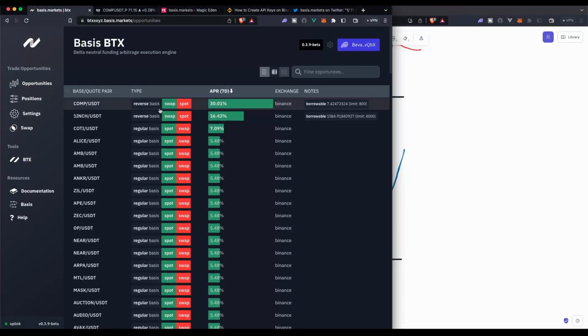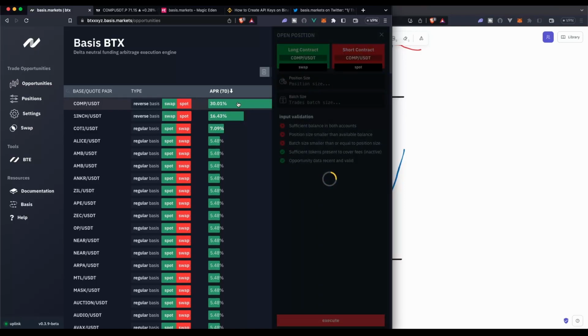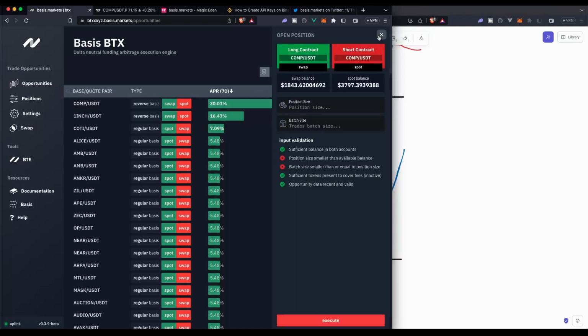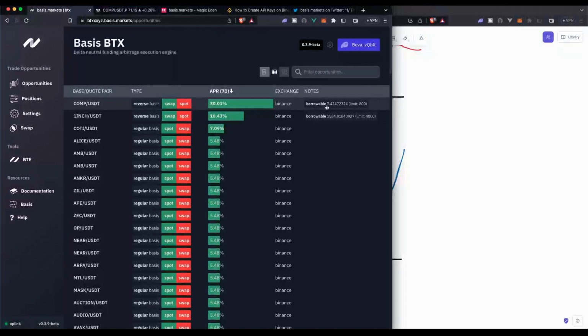So if we want to go and execute a trade right now, say for example on COMP, it's been paying 30% over the last 7-day rolling window, and it looks like quite a good position to be in. We've got to check if we have borrows available. There's only 7 available, so not a great trade. If we look at 1INCH, well, it would be a great trade if there were borrows available.